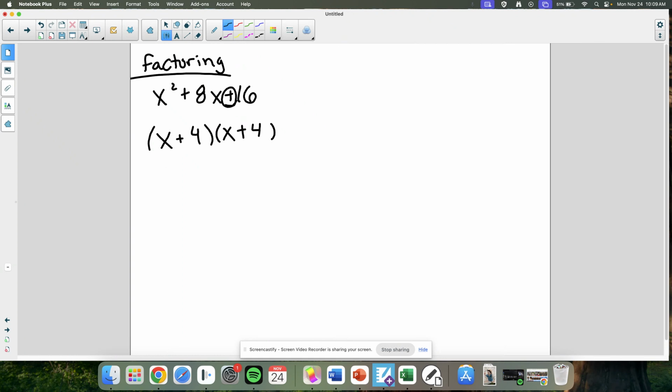Now, do you see how both of our parentheses are the same thing? So instead of writing x plus 4 times x plus 4, I could just write it as x plus 4 quantity. How many of those x plus 4s do I have? 2. So factoring wise, putting it back into its parentheses.